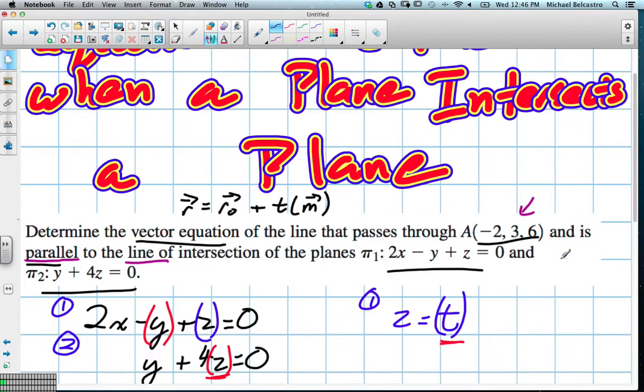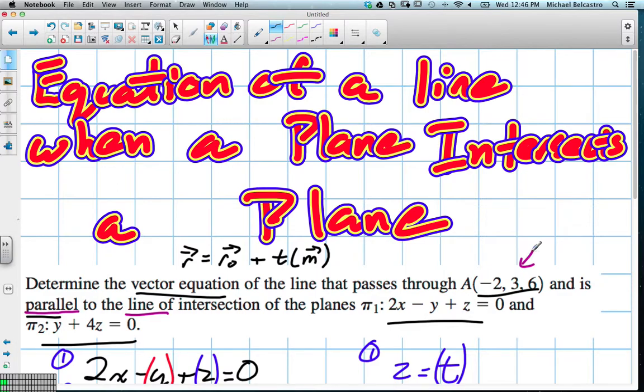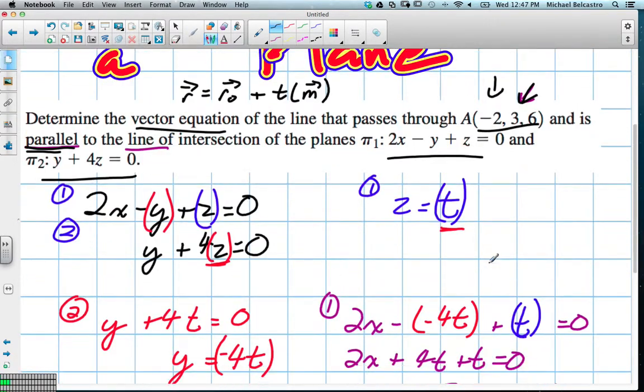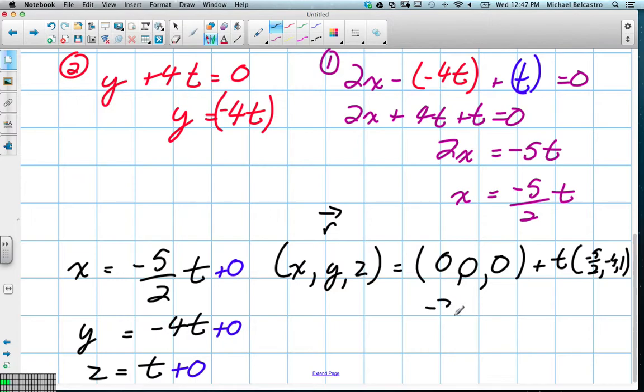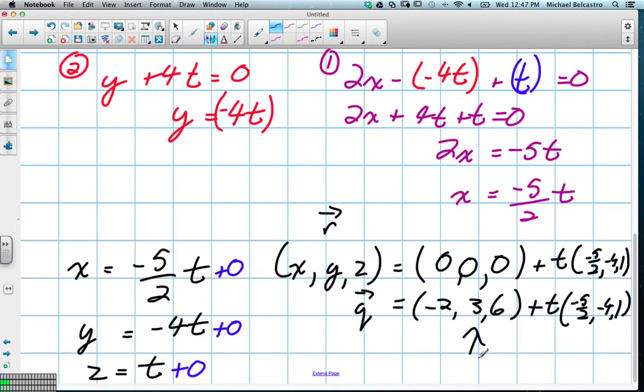But remember, the original question asked us for a line that is parallel to that going through this point. Well, if it's parallel, we already know that it's going to have the same direction vector, which means we really just have to replace our points. We'll call our new vector q, and what's the point? Negative 2, 3, and 6. So we replace our point. It has the exact same direction vector as the one above, the only difference being it goes through this specific point. So that is parallel to the line of intersection between those two planes.